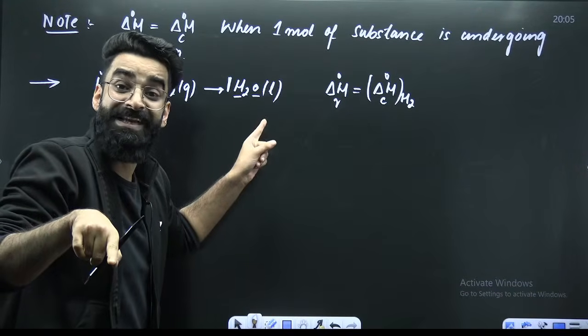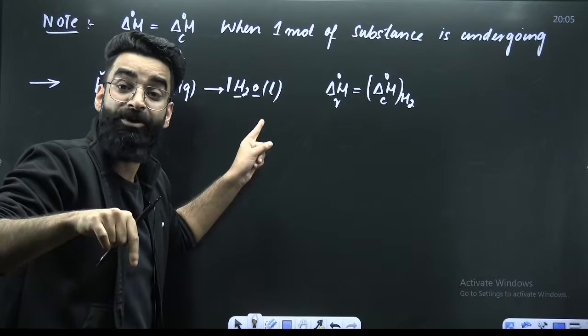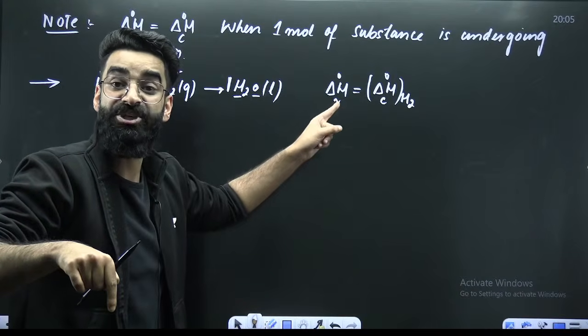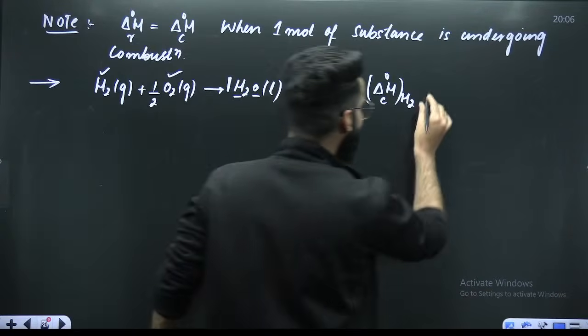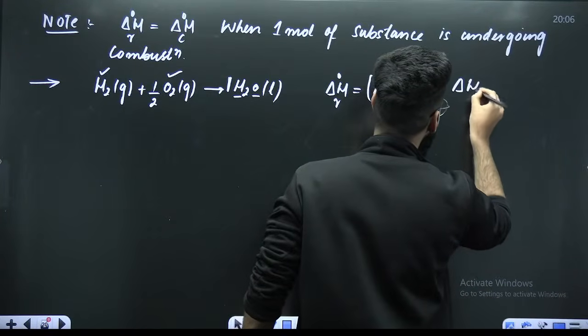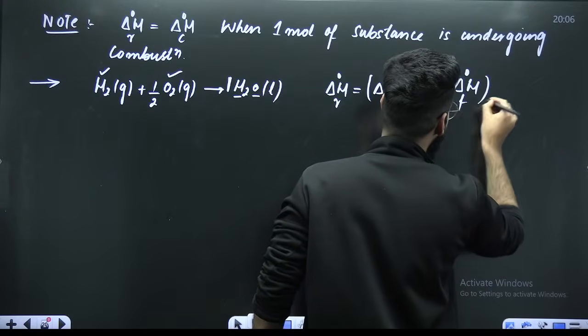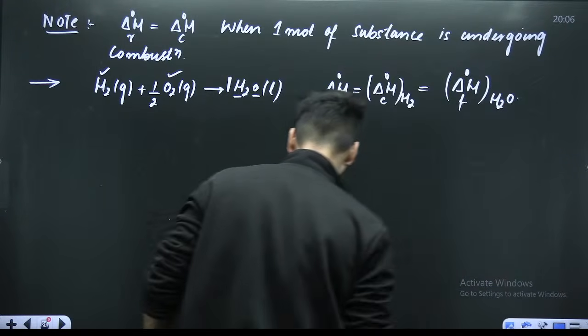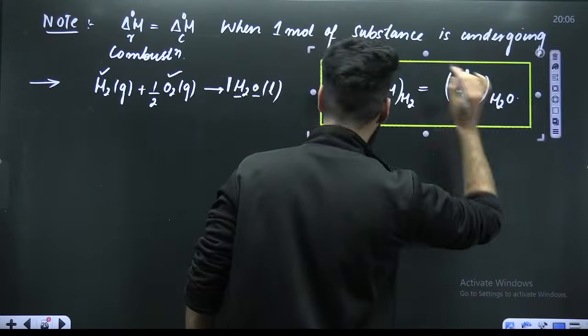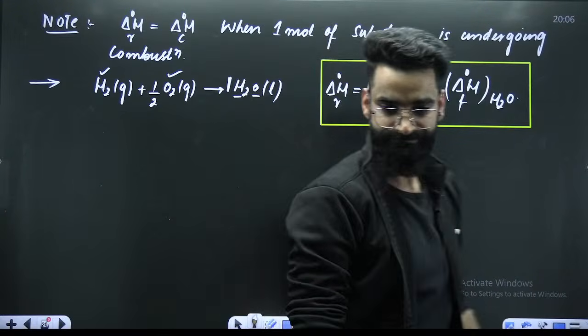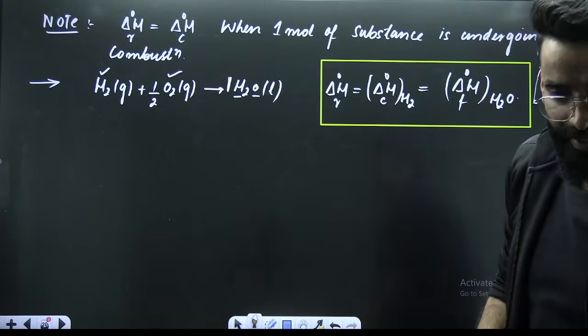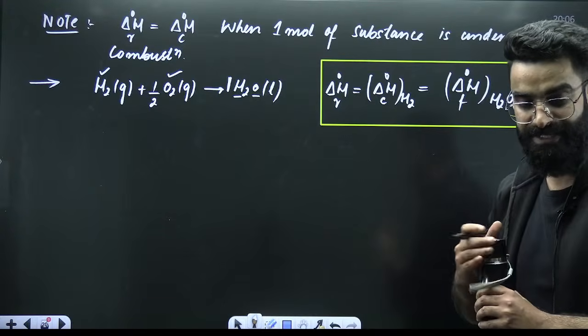When 1 mole of substance is getting formed, at that point of time, delta HR is also equal to delta H naught F. So can I say this is something which I'll be calling the standard enthalpy of formation of water as well? If this particular point is clear, then you are fit enough to solve the questions. Let me know in the chats if this is clear.